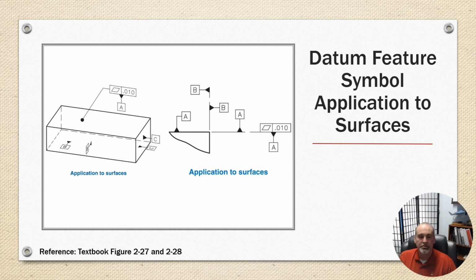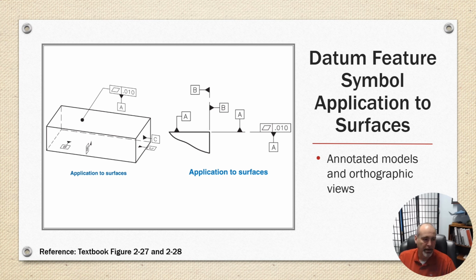Okay, datum feature symbols applied to surfaces. So here's some examples of the datums. Okay, so annotated models and orthographic views. You can actually attach a datum to another feature frame. So on the left-hand side, we have datum A actually connected to the parallelism callout of the surface denoted on the left. And it doesn't matter which side of the leader line, if you put it on a leader line, that the datum falls, but it has to be on an edge or a leader line or a geometric frame.